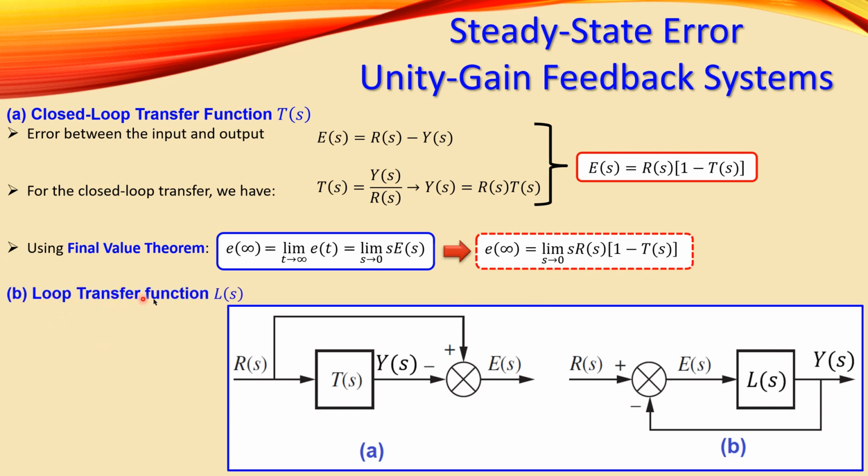You can also look at the loop transfer function, L(s), which is in most cases much easier. This is only valid, by the way, for unity-gain feedback. It gives you more insight, and as I said, it is much faster than this operation using the closed-loop transfer function. So for the next examples and discussions, we will only use the loop transfer function L(s) for our calculations of the steady-state errors. But you can always do that using the closed-loop transfer function.